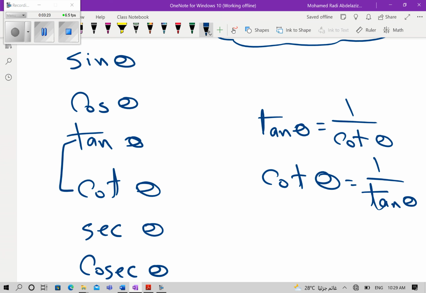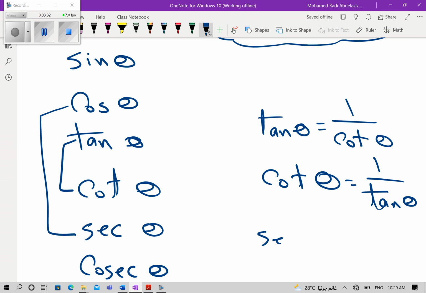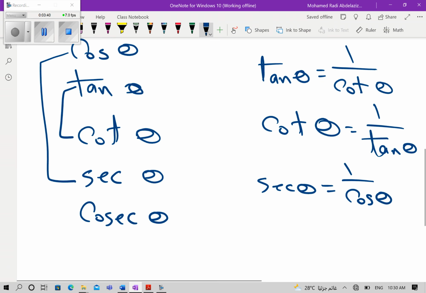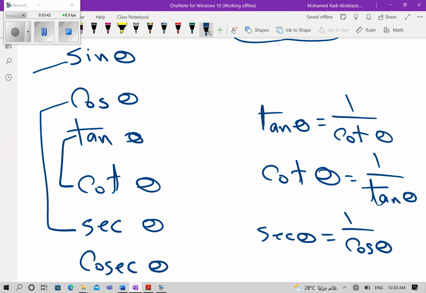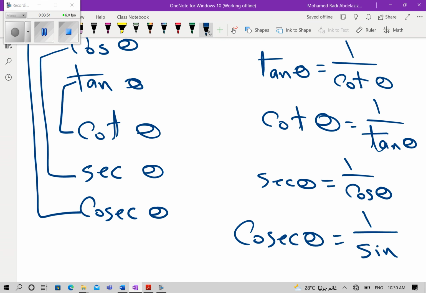Sec theta is the reciprocal of cosine. So sec theta is 1 over cosine. Cosine is 1 over sec. Cosec is the reciprocal of sine. Cosec theta is 1 over sine theta.